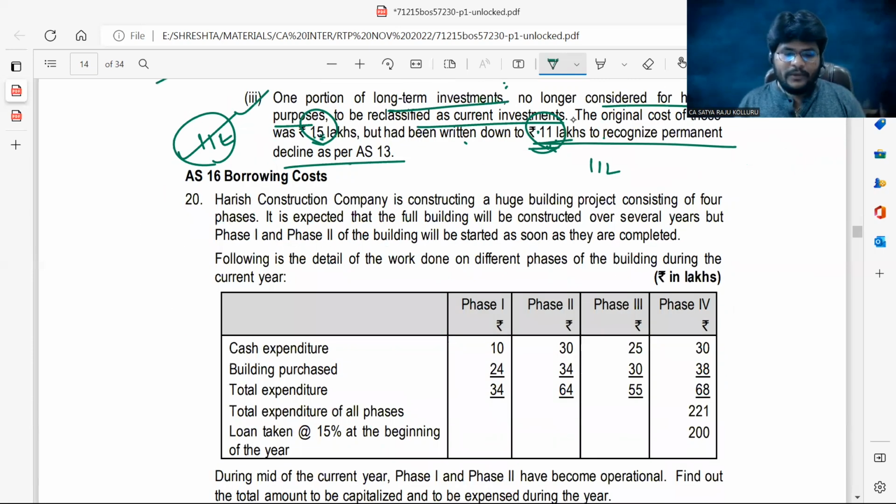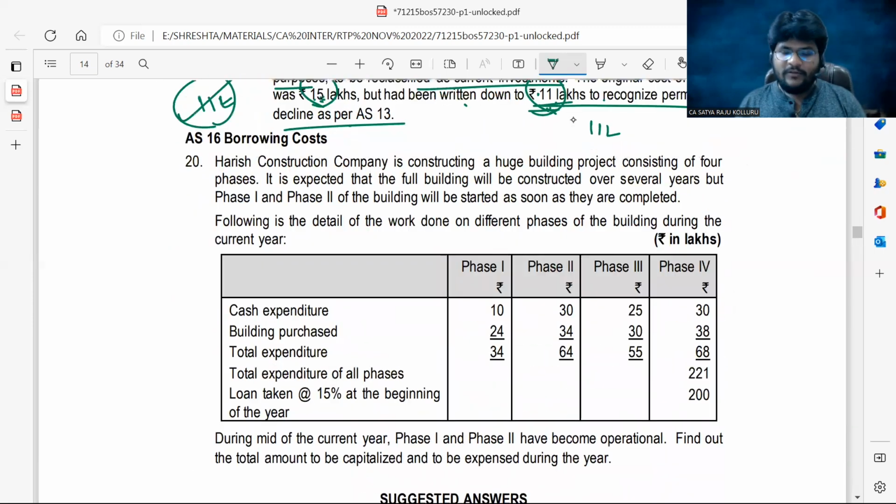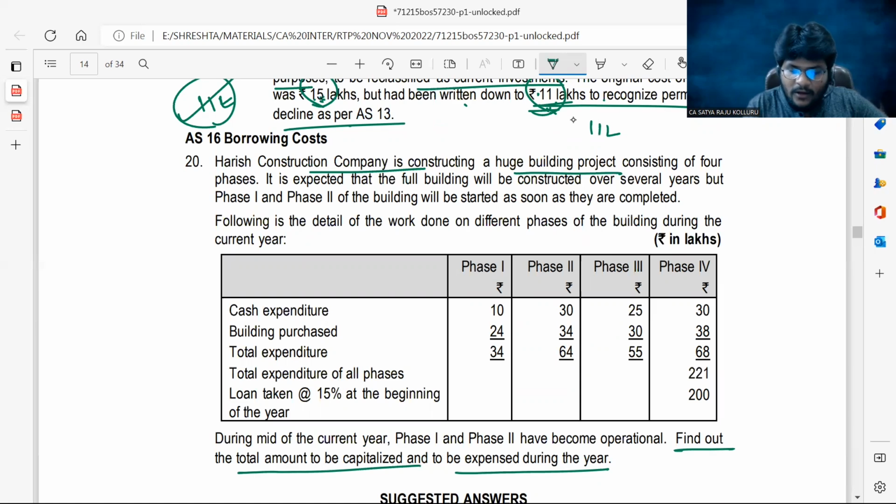Next, come to the problem which is problem number 20, which is the last problem in accounting standards, guys. Hari's construction company is constructing a huge building project. First, let me check what the requirement is. The requirement is to find out the total amount to be capitalized and to be expensed during the year. They require just one thing: how much amount is to be capitalized, and how much is treated as revenue expenditure.